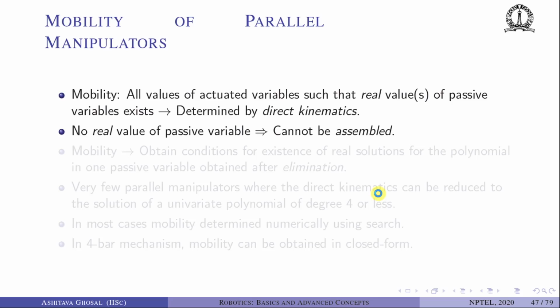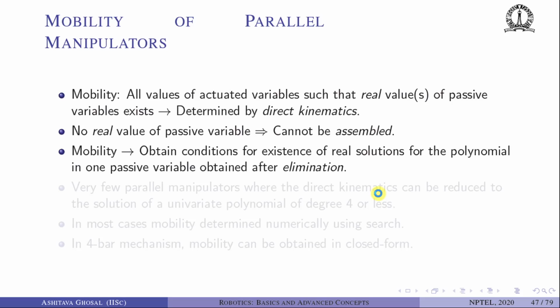If there are no real values of passive joint variables, the parallel manipulator cannot be assembled at that configuration. So mobility means obtaining conditions for the existence of real solutions for the polynomial in one passive variable obtained after elimination. Remember, in the direct kinematics of parallel robots, we obtained a single polynomial in one of the passive joint variables. If that polynomial does not give real values, then the manipulator cannot be assembled at that configuration. Again, elimination was used to obtain that polynomial in one passive joint variable.